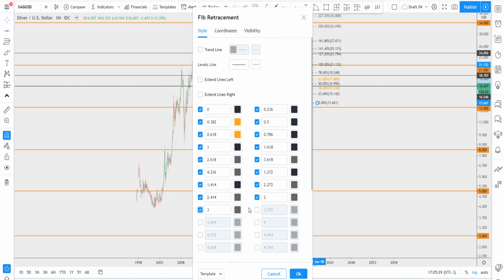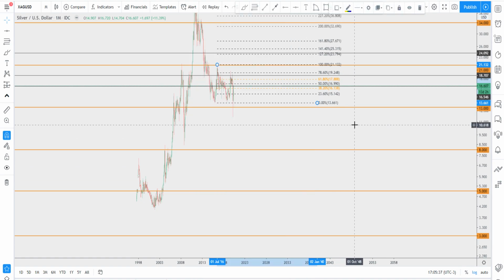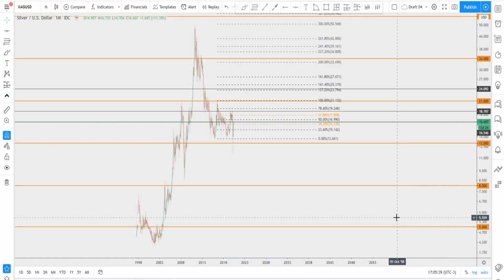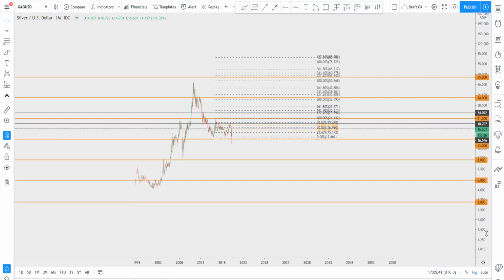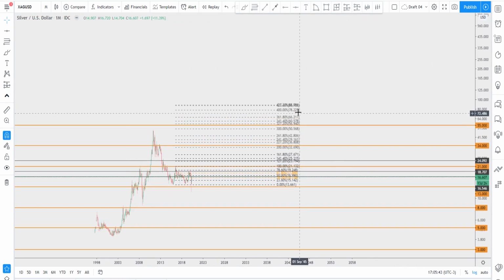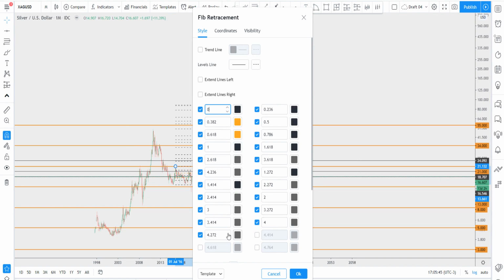I believe it's time for me to create a template for Fibonacci. This takes a lot of time and effort. Okay. Just a second.